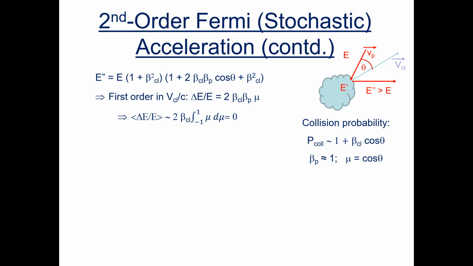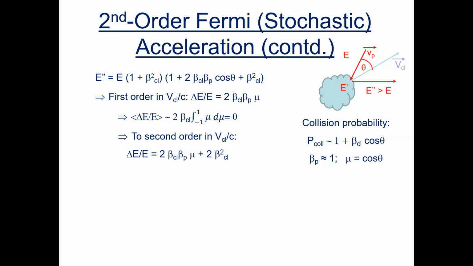So if we only have the first order term, then we only take the one from the collision probability, and then the integral trivially comes out to zero. Which of course makes perfect sense. We've said energy gain and energy loss may be exactly the same for head-on and tail-on. It's only the probability of head-on being larger. But if we neglect this term for the probability being larger, then of course that effect drops out. So this is why we need to go to second order here.